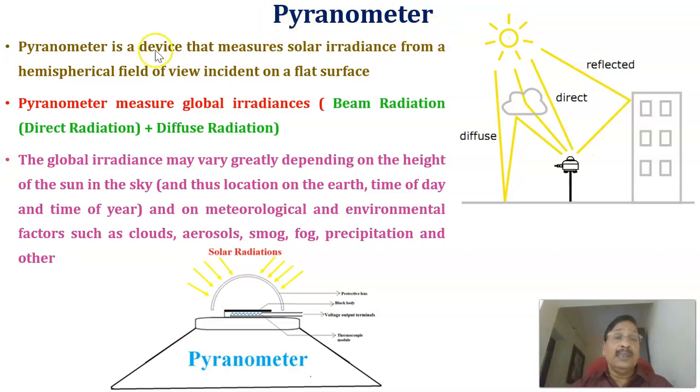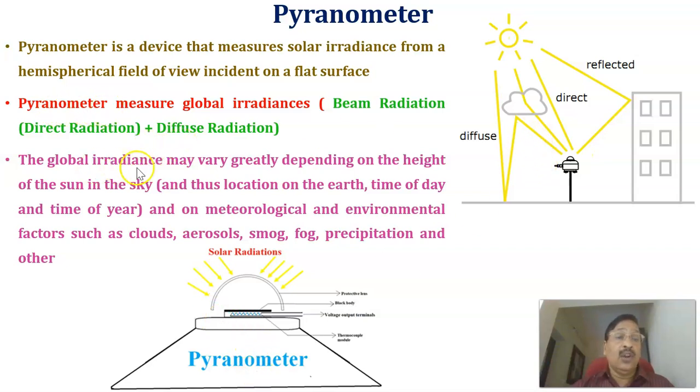Continuing with the pyranometer: a pyranometer is a device that measures solar irradiance from a hemispherical field of view incident on a flat surface. Like this one, it's a pyranometer. All the radiation falling on this hemispherical dome-based structure can be measured, that is, beam radiation or direct radiation plus diffuse radiation can be measured by the pyranometer. Or the pyranometer measures the global irradiance. That means beam radiation plus diffuse radiation can be measured using a pyranometer.